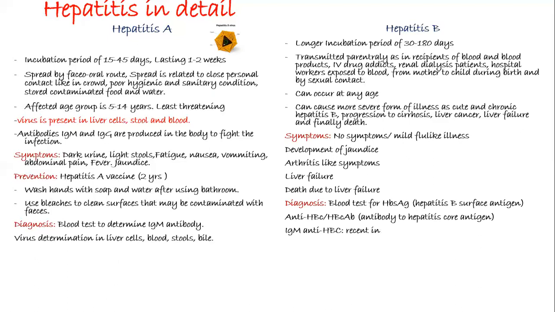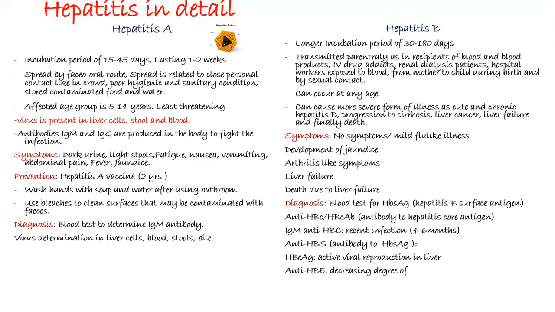Then IgM anti-HBc antibody is also formed in the body. Anti-HBs antibody is formed. Then HBeAg, it is active viral reproduction in the liver. At that time it is produced. Anti-HBe, it is produced when the infection is decreasing. And hepatitis B DNA, measurement of the actual virus in the blood, is an important resource. You can monitor the infection during the treatment.